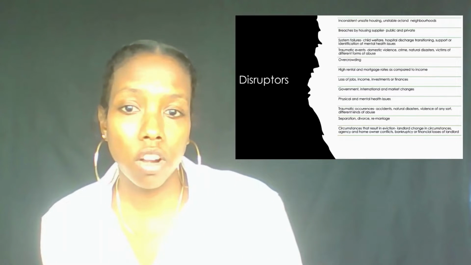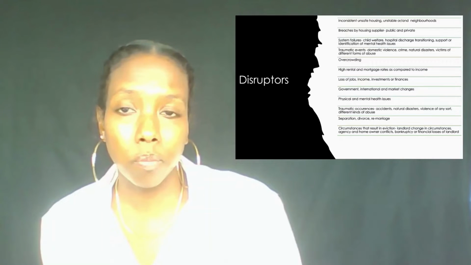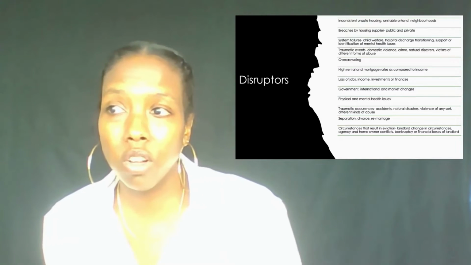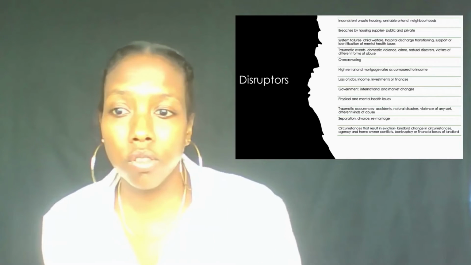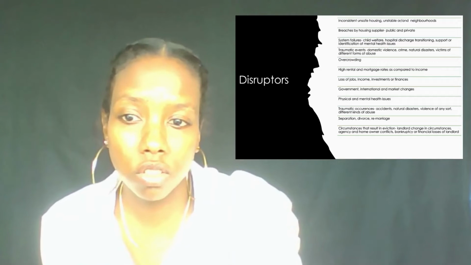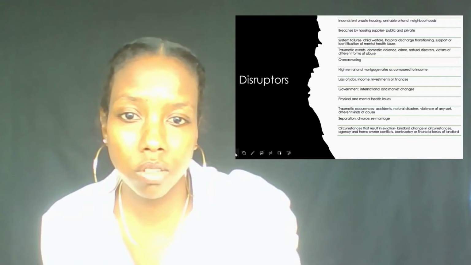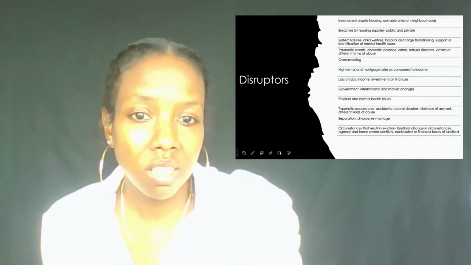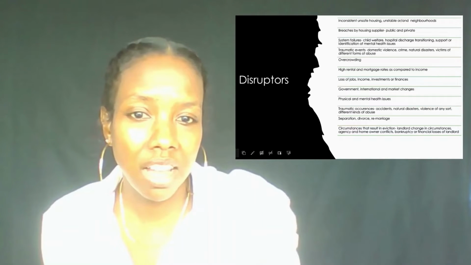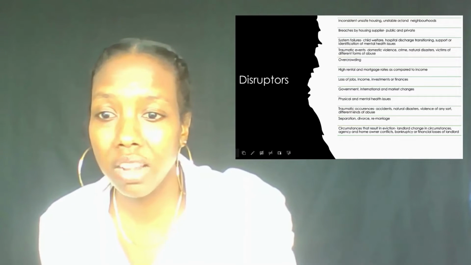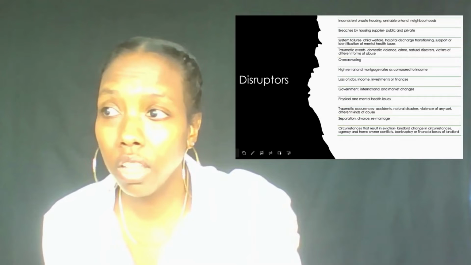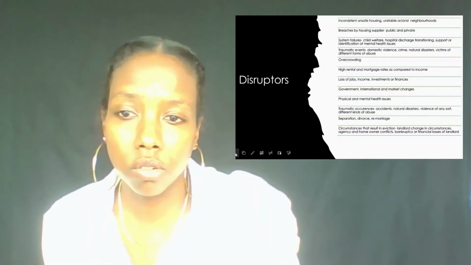Did your relationship not work out and you need to find somewhere different to live, or were you kicked out, or do you have rights to stay where you are and the system supports that, but you feel like you're at risk or you just don't want to stay in that environment? Circumstances that result in eviction, landlord change in circumstances, agency and homeowner conflicts, bankruptcy, and financial losses of landlord or someone. So it can be totally out of your control.